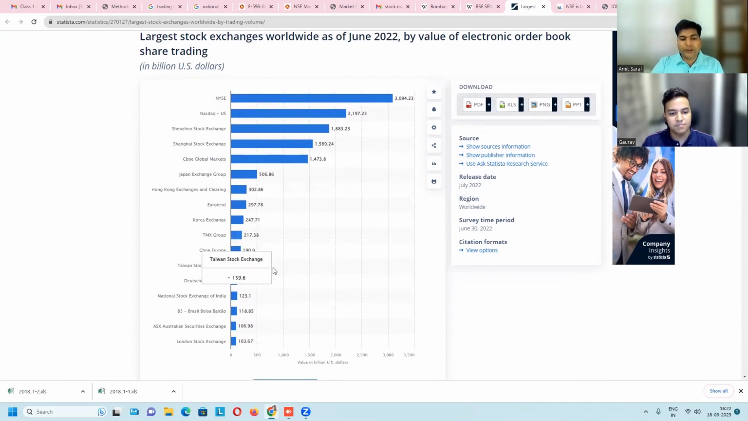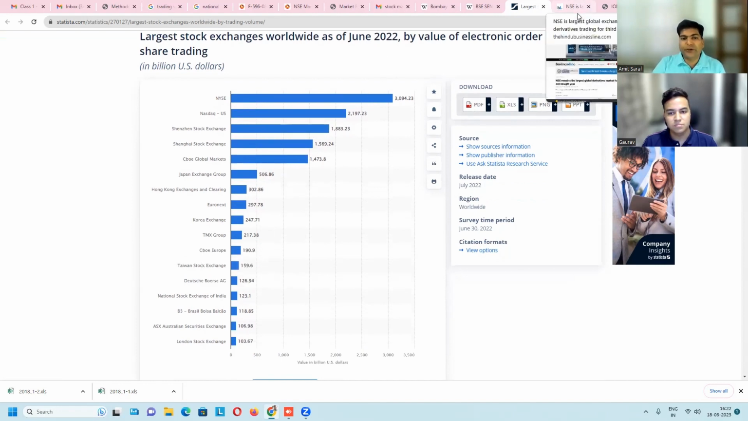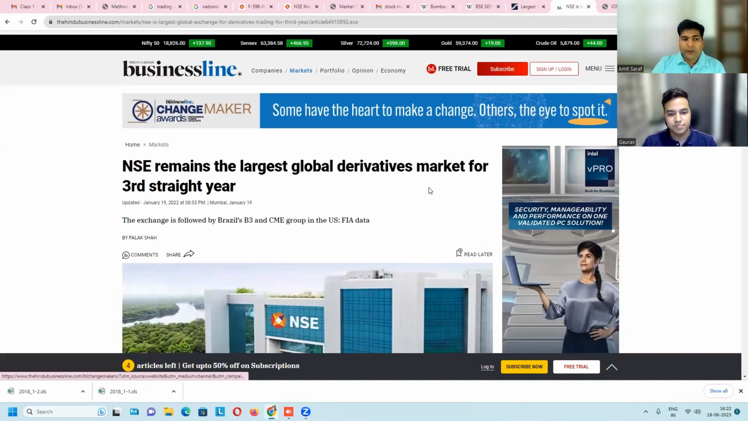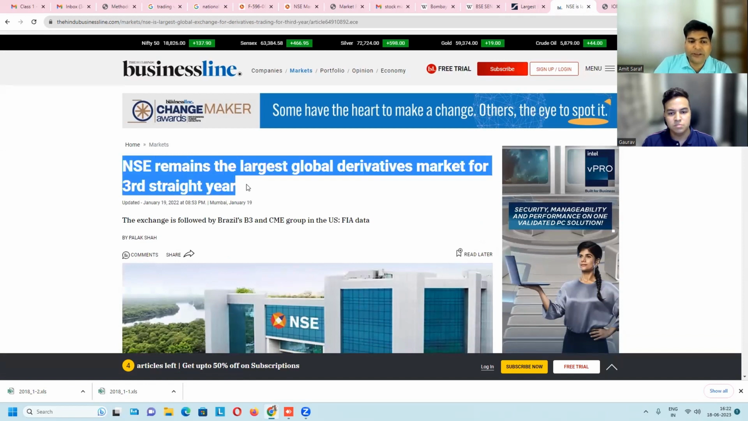So this is one important piece of information that is very material for you now. But see this, what it says: NSE remains the largest global derivative market for the third straight year.